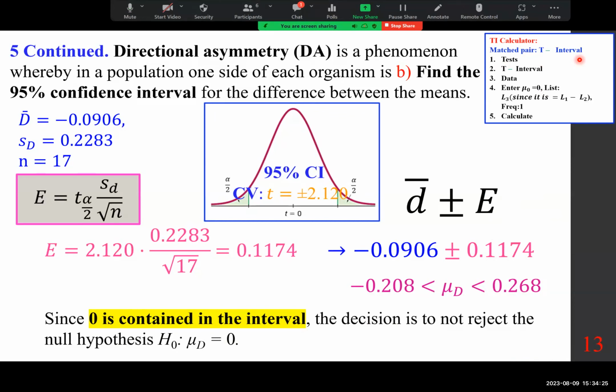And you use L sub 3 because we put L sub 1 minus L sub 2 in L sub 3. Again, it's absolutely up to you which list you use.